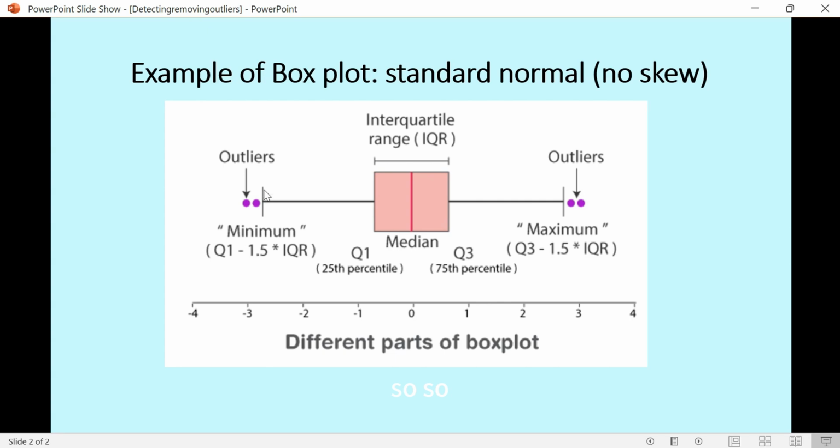So this 25% minus 1.5 times the interquantile value. So this is the limit, the lowest limit, and this is the highest limit. So all the values outside of this lowest and highest limit are defined as outliers.